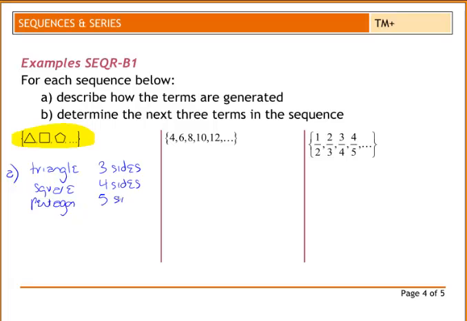which is 5 sides. So to describe the pattern here, you'd be saying the figures are regular polygons, regular meaning equal sides, and each successive figure has 1 more side than the previous polygon. So you would need to write that down. That's written in your textbook for you to refer to. Second part, determine the next 3 terms in the sequence. Well, we'd have to have 6 sides, which would be a hexagon.